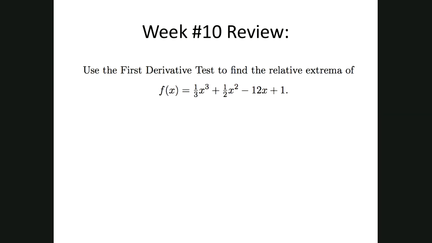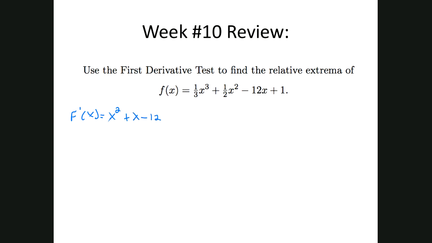All right, so let's take a look at a problem from last week. It says use the first derivative test to find the relative extrema of this function. Okay, so let's work this thing out. First thing I'm going to do is take the derivative. Obviously, when we're using the first derivative test, we need to use the first derivative. So the first derivative of this function, if I bring the 3 down, is x squared plus x minus 12.